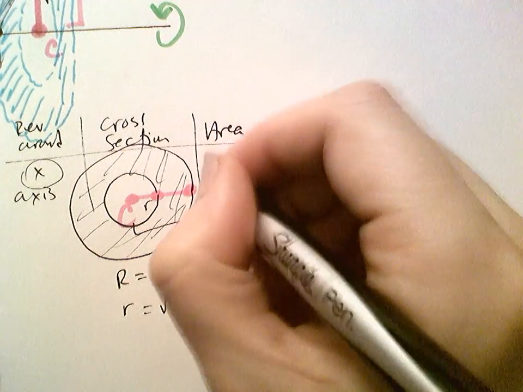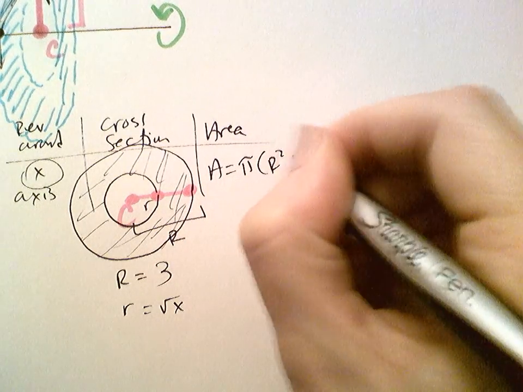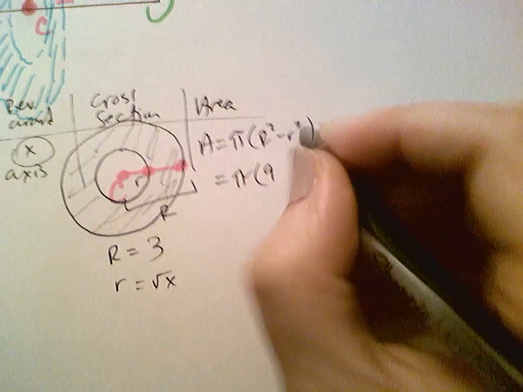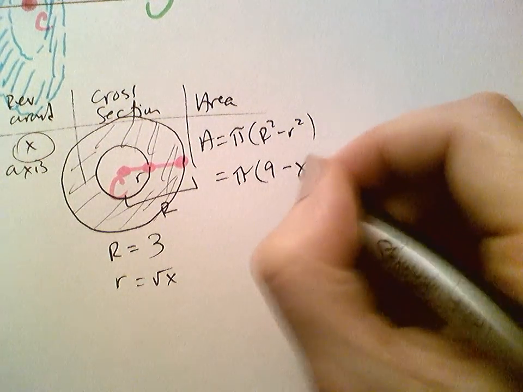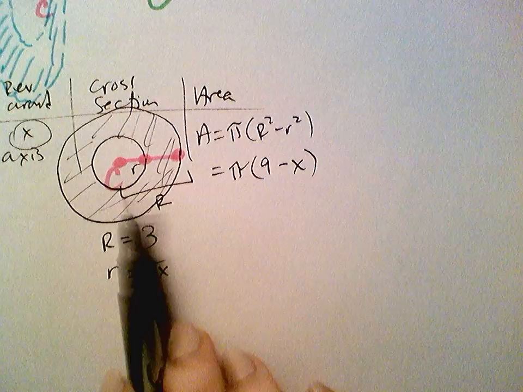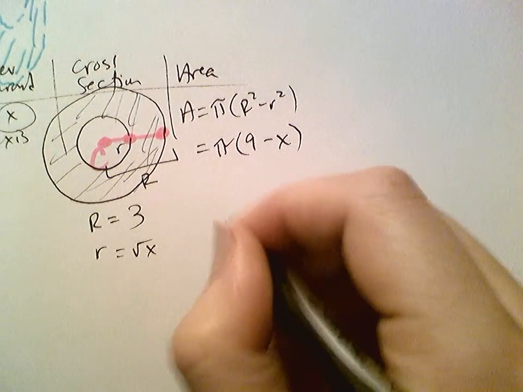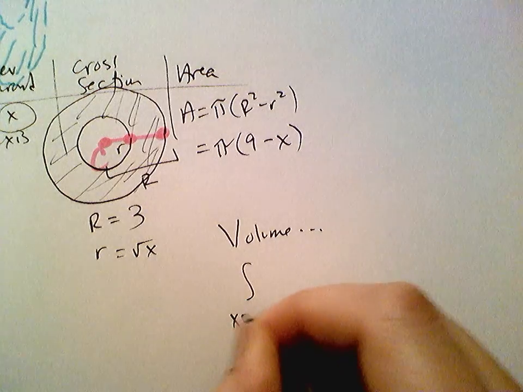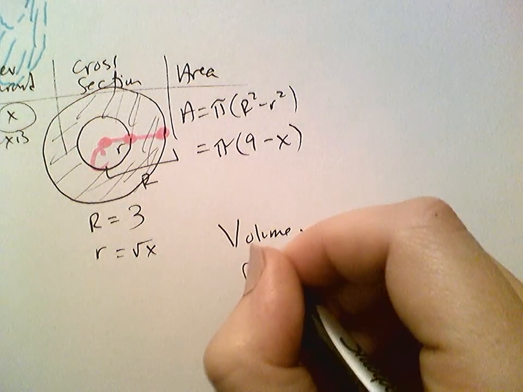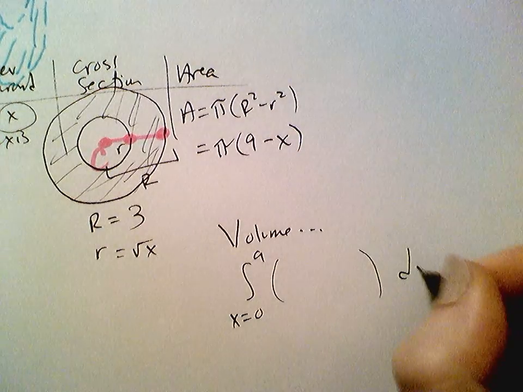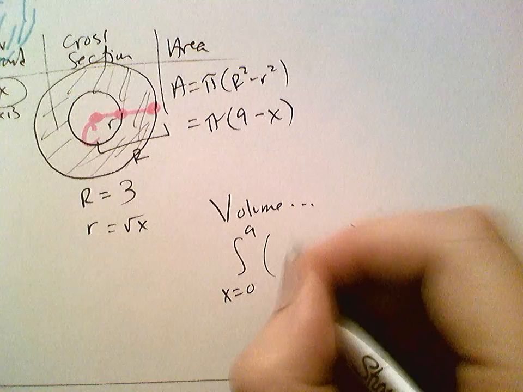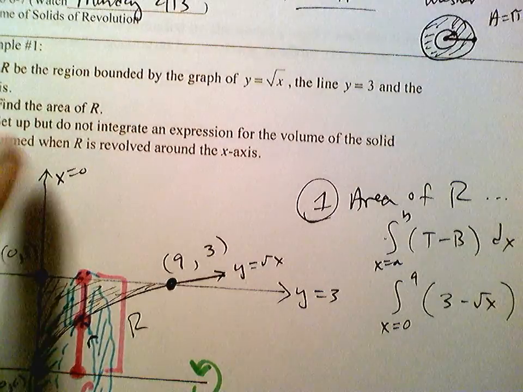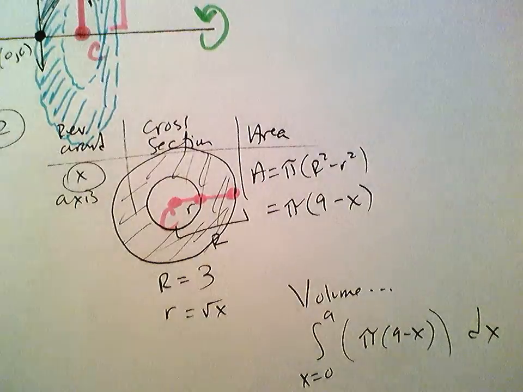And then for the area, this is a washer. So the area is pi, big R squared minus little r squared. So it is pi, big R squared is 9, minus little r squared, which is just x. So that's the area of this cross section right here. And then to find the volume, everything's in terms of x, so x from 0 to 9, and then we would just add up an infinite number of these areas, so the integral of pi times 9 minus x, and we can stop there. It said set up but do not integrate. So right there.